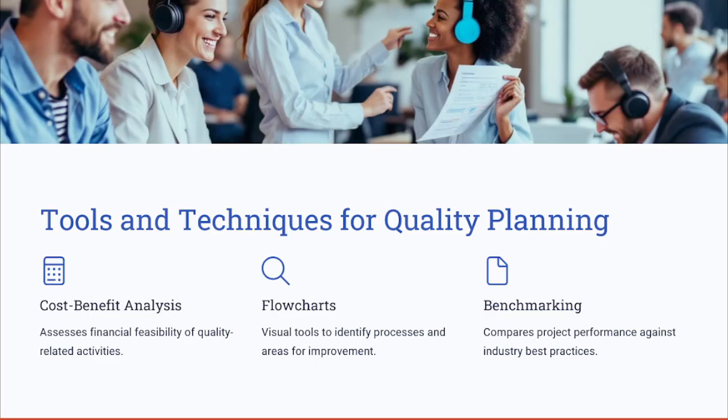Benchmarking as well is one of the techniques that we haven't mentioned in our earlier slide. But benchmarking involves comparing the project performance or quality metrics against industry standards or best practices to set realistic and achievable quality goals.